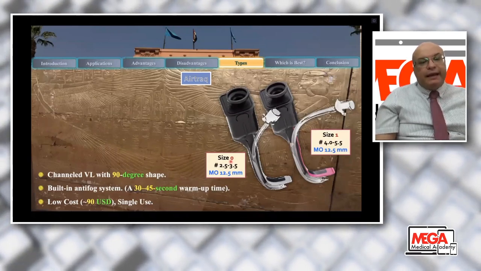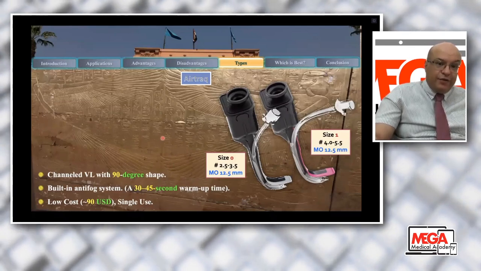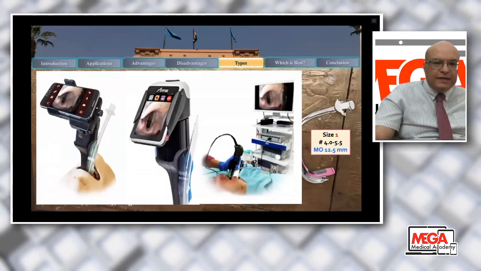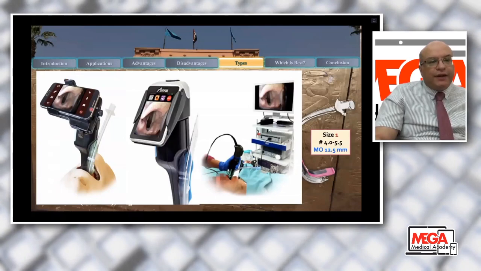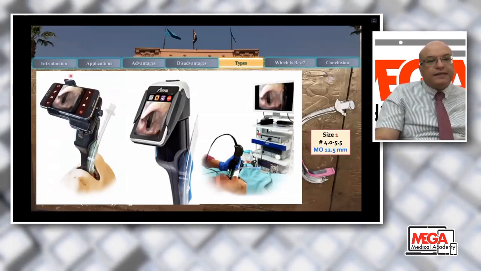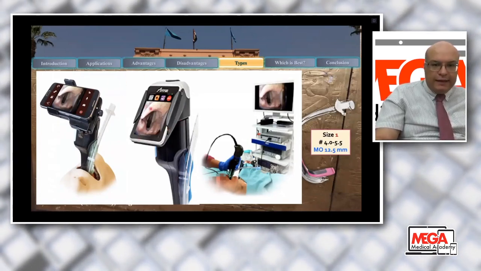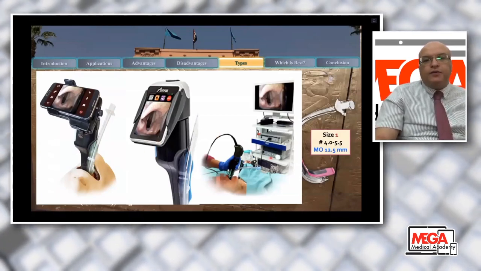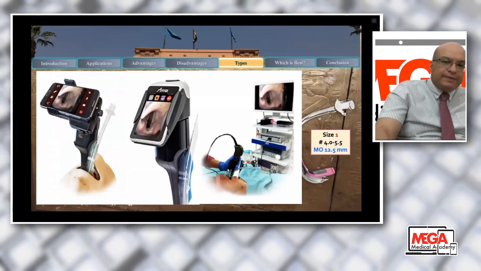There is a built-in anti-fog system, you just need to turn on the light source for 30 to 45 seconds. It's low cost, about $90, and single use, of course. You can use any smartphone, either iOS or Android, with a specific holder to use it as a viewer, and you can transmit images by Bluetooth. Also, there is a Bluetooth piece here. You can take images, save and record. Also, you can use Storz or Pentax or other video cameras for displaying.